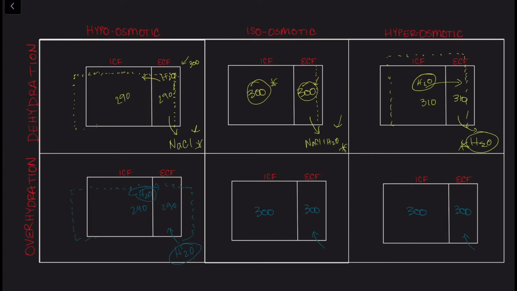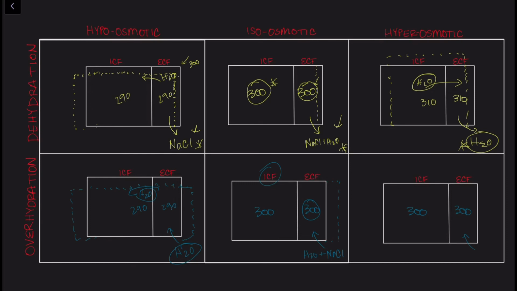Moving on to isoosmotic overhydration. So with this one, in order for it to be isoosmotic, we're going to have to add the same amount of water and salt equally. So whenever that happens, osmolarity is not going to change, and the only thing you're going to get is an expansion of the ECF. ICF won't change because the osmolarity is not changing, so there's no reason for water to shift. Moving on to hyperosmotic overhydration.